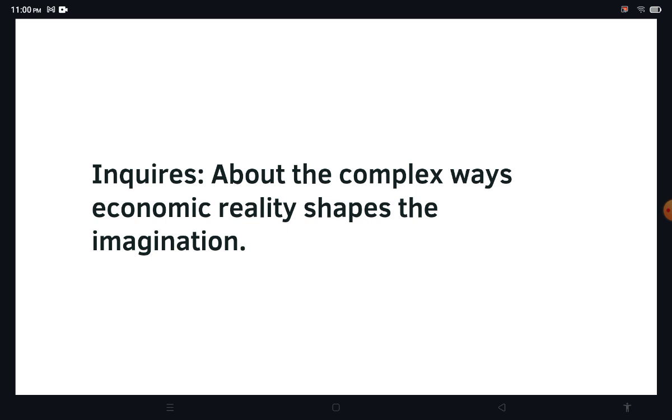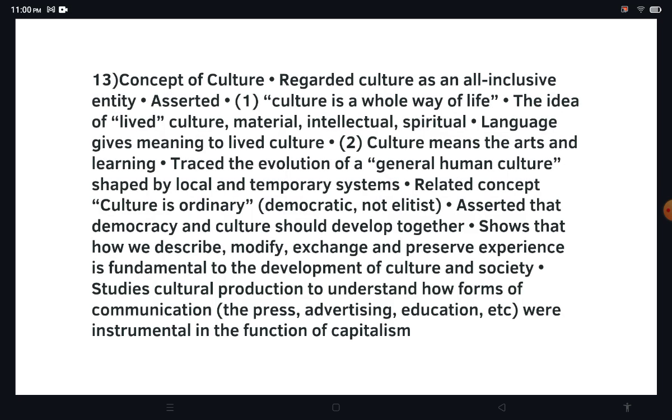And it also shows in complex ways how economic reality shapes the imagination. Then his next work is the concept of culture associated with Raymond Williams, who regarded culture as an all-inclusive entity and asserted that culture is a whole way of life. So you should write down this quote: the idea of lived culture, material, intellectual, spiritual. Language gives meaning to lived culture.